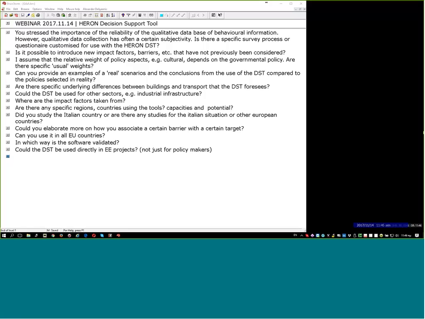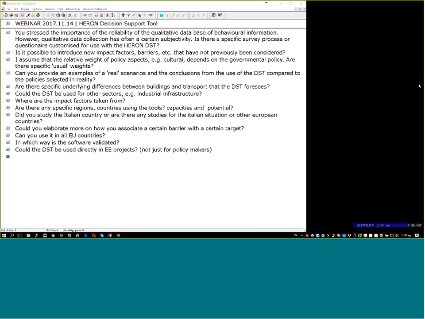Okay, could the DST be used directly in EU projects? Yes, and it depends on the type of the project and if it's for developing scenarios or for understanding barriers. So if you contact us and tell us that you have a certain idea, we'll be open in such discussions.